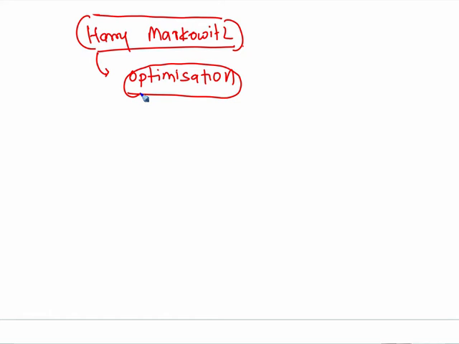So see, what he did is, now we are going to integrate everything that we've learned so far. Let's keep a simple case of only two assets, asset A and asset B.